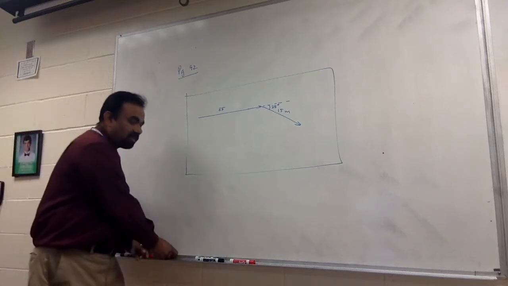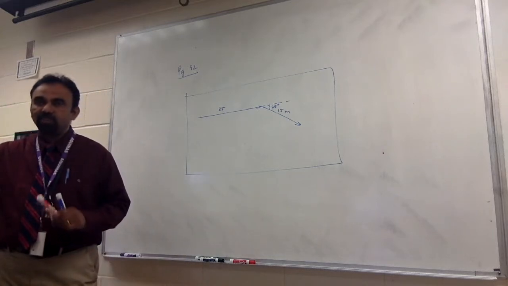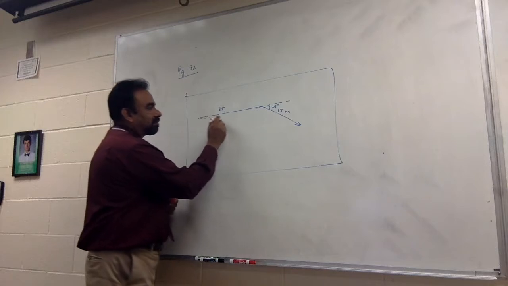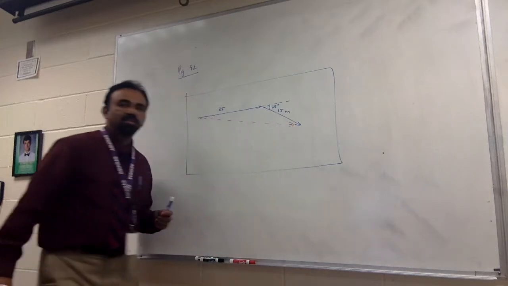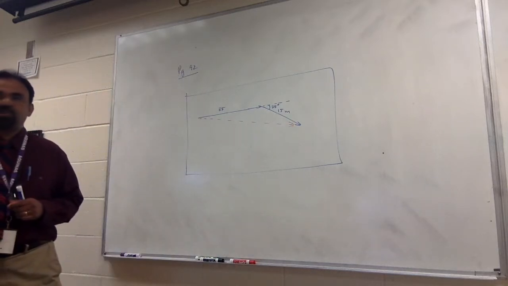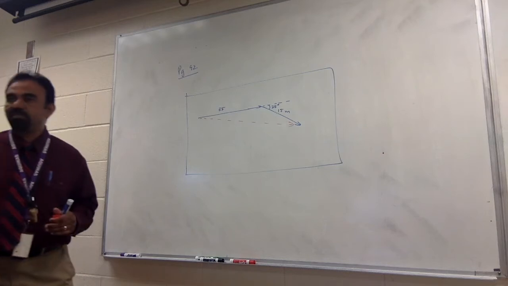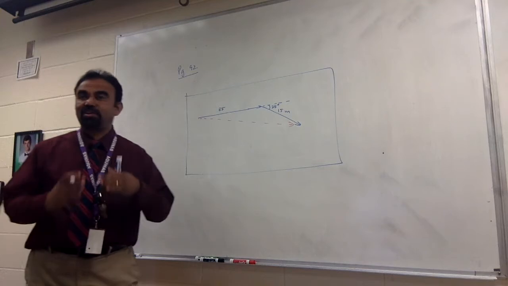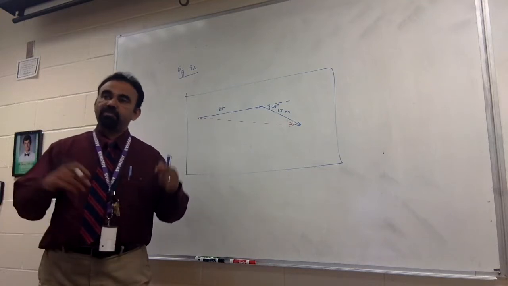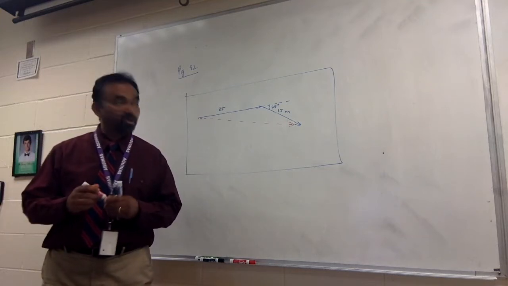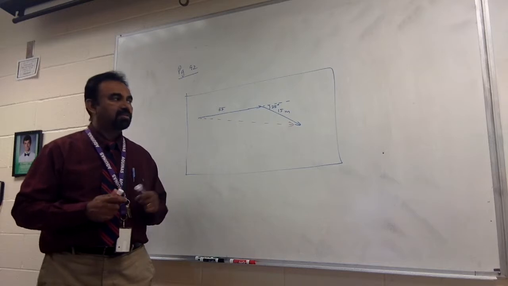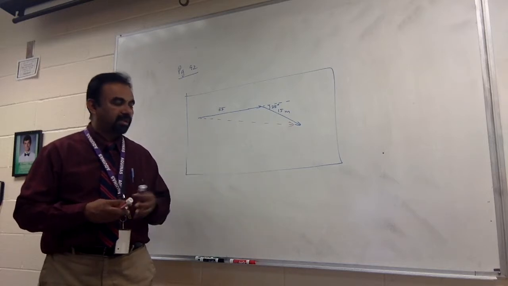So the resultant, by the geometrical drawing method, is supposed to be here. That is supposed to be the resultant. But we are not using the geometric drawing method, right? And the mathematical method we cannot use also because it is not at a right angle. And therefore the method of resolving is the best way to go ahead with this. So how do you use the method of resolving to answer this particular question?